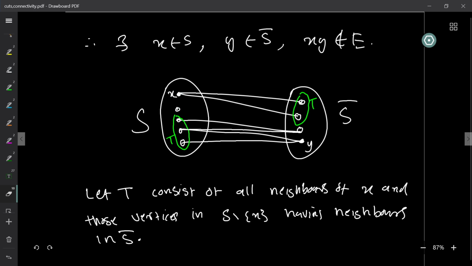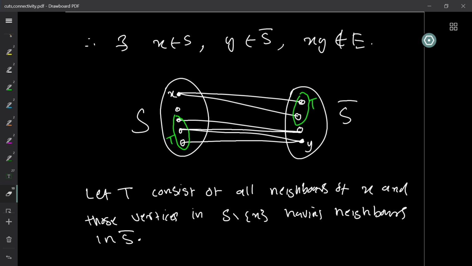Okay. So pick up all the vertices which are neighbors of X in S bar, and those vertices in S which have some neighbor in S bar. I will not include X, of course. And now, what happens if I remove T? T is the set of vertices, but every edge in this cut is now incident to some vertex of T. And therefore, if I remove T, the graph with x and y becomes disconnected. There is no path from x to y.